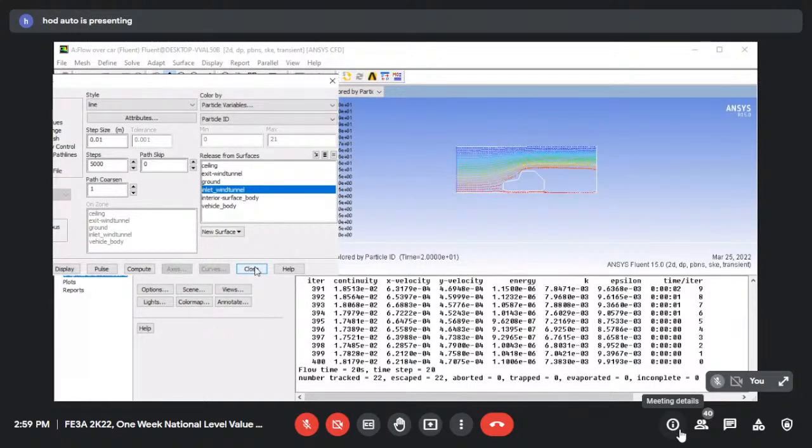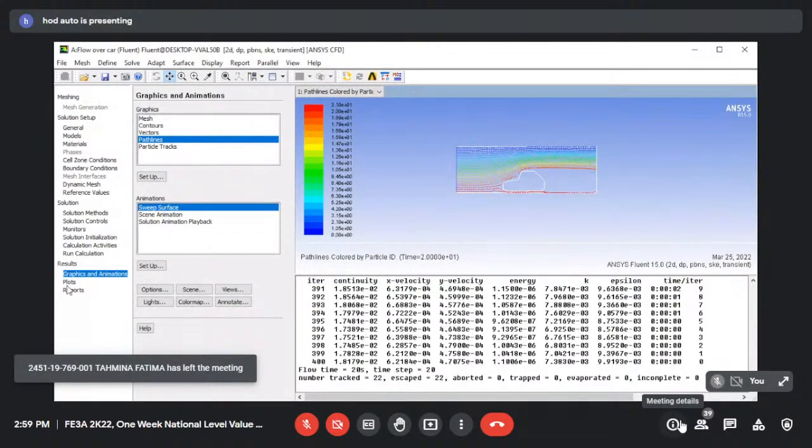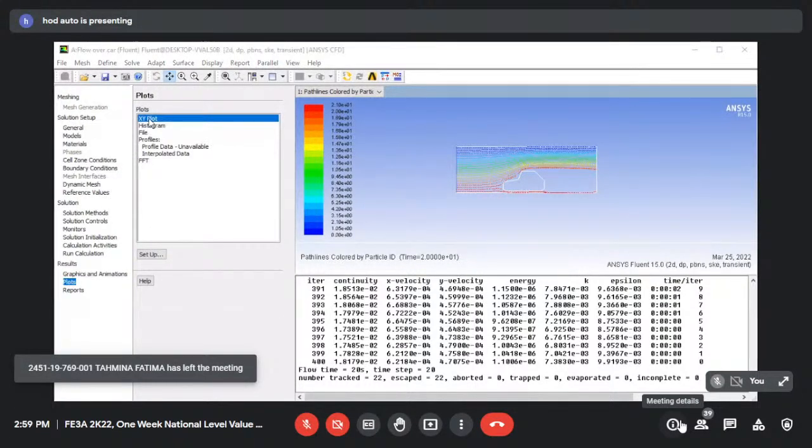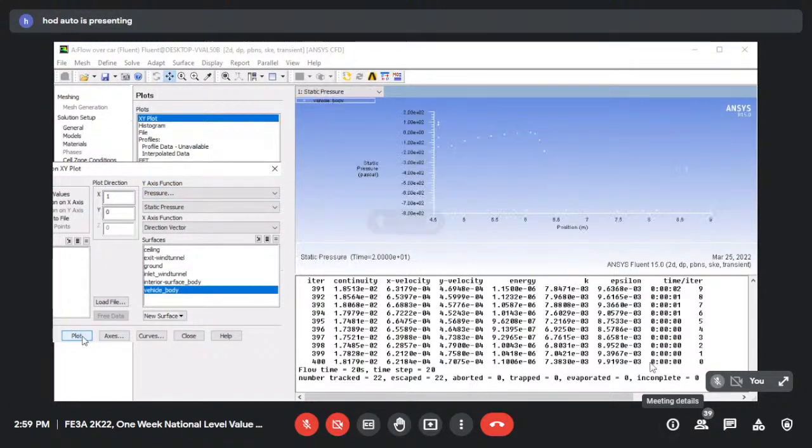And if you observe it, these are your path lines. So suppose I want to know how there is variation of pressure, say, pressure variation across the vehicle body. I'll ask it to plot. It is giving me the regions of high pressure as well as your low pressures.